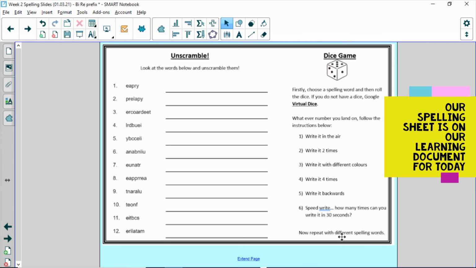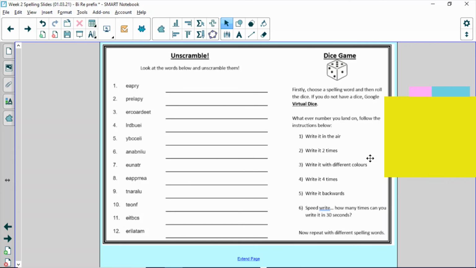Then, like usual, on the back we have a couple of activities. We have an unscrambler first of all, which says look at these words here and see if you can unscramble them. All the letters are jumbled up. Can you unjumble them? And then we've also got a dice game. Read the instructions carefully, but it basically tells you to use Google to find a virtual dice, and whatever number it lands on, it gives you an instruction. For example, if you roll a number 3, choose a spelling word and write it with different colours. Repeat it with different spelling words and different instructions.